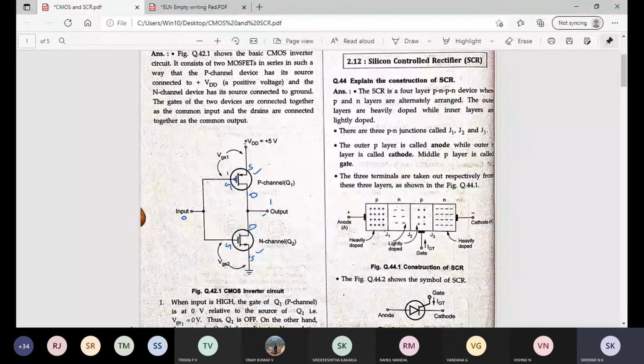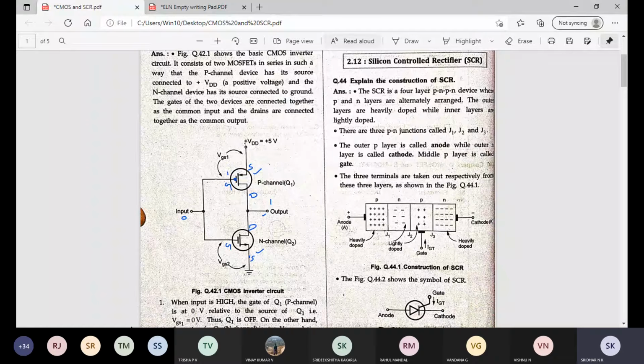How does the circuit look? It looks like this. PMOS and NMOS are connected in series. The PMOS drain and NMOS drain are shorted, and from there we get the output. The PMOS source is given to VDD and the NMOS source is given to ground. Both gates, the PMOS gate and the NMOS gate, are shorted, and from there we give the input. So this is the construction of CMOS.